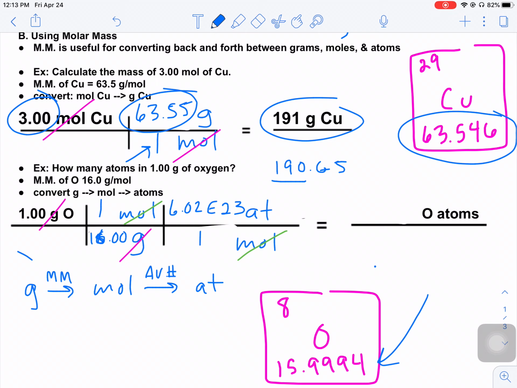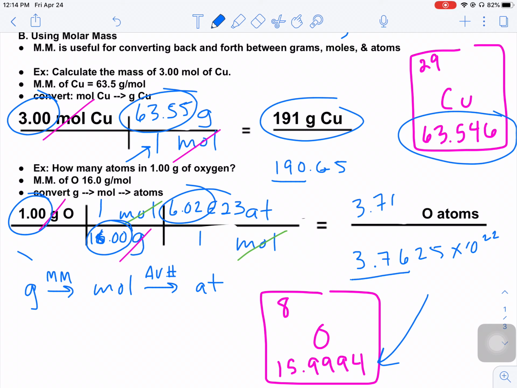So in my calculator, I'm going to multiply by the factors on top. So 1.00 times 1 equals, well, 1. Then I'm going to divide by 16.00. And the last step is multiply by 6.02, second button EE23, and my calculator gives me 3.7625 times 10 to the 22. Now, think about sig figs. We've got 3 sig figs, 4 sig figs, 3 sig figs. I can keep 3. So my final answer is going to be 3.76 times 10 to the 22 atoms.